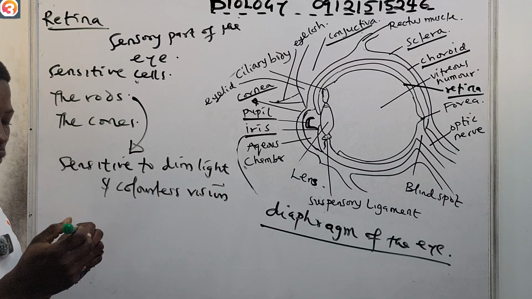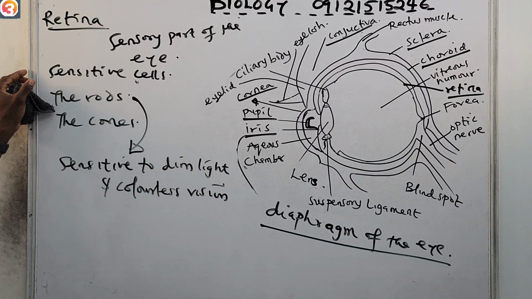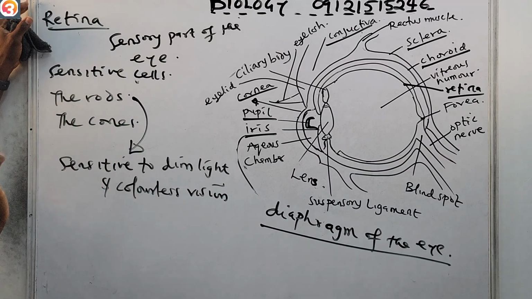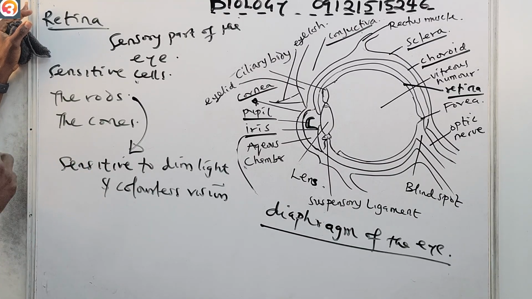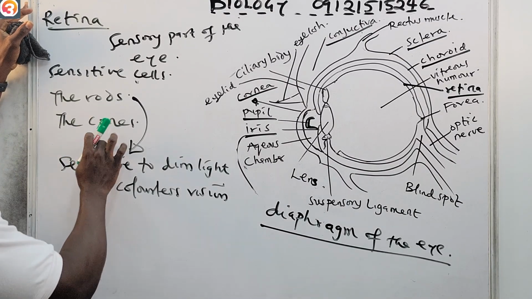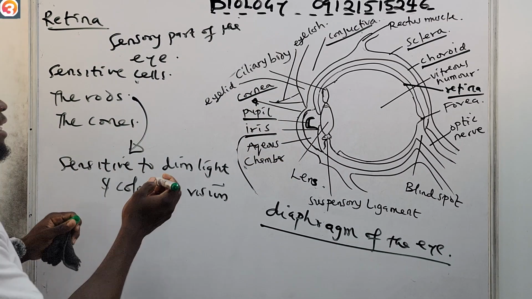All right, please take note of that. The rods are sensitive to what? To dim light. So whenever the light is dim, it is the rods that sense it. But whenever the light is bright, that is the work of the cones.